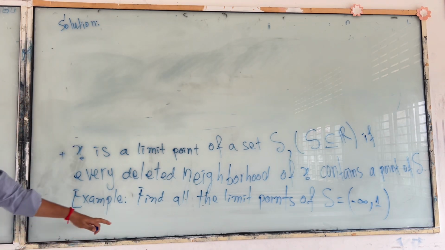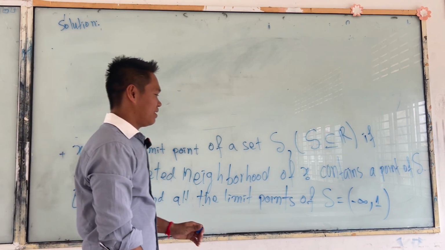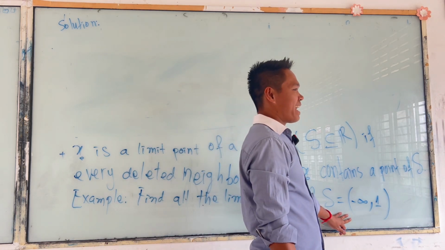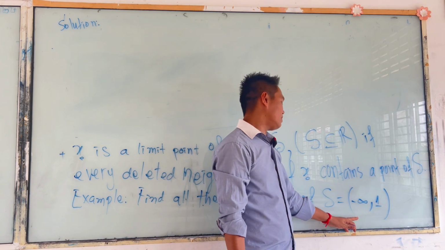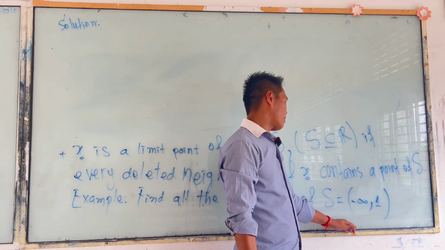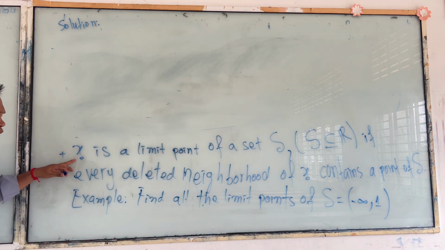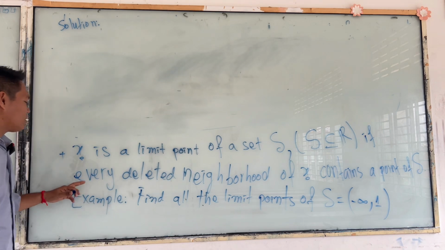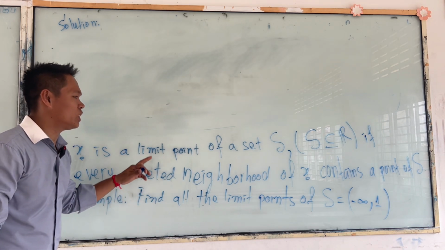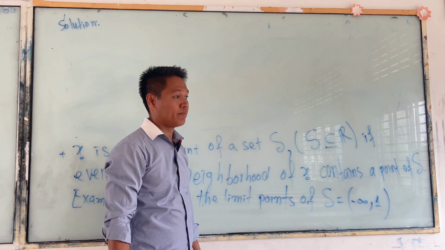Okay, the solution of this example. First one, I can observe this set. This set, in fact, as I told you, is the open interval from negative infinity to 1. So you can see, if you want to say that x0 is a limit point of a set S, you have to show that every relative neighborhood of x0 contains a point of S.